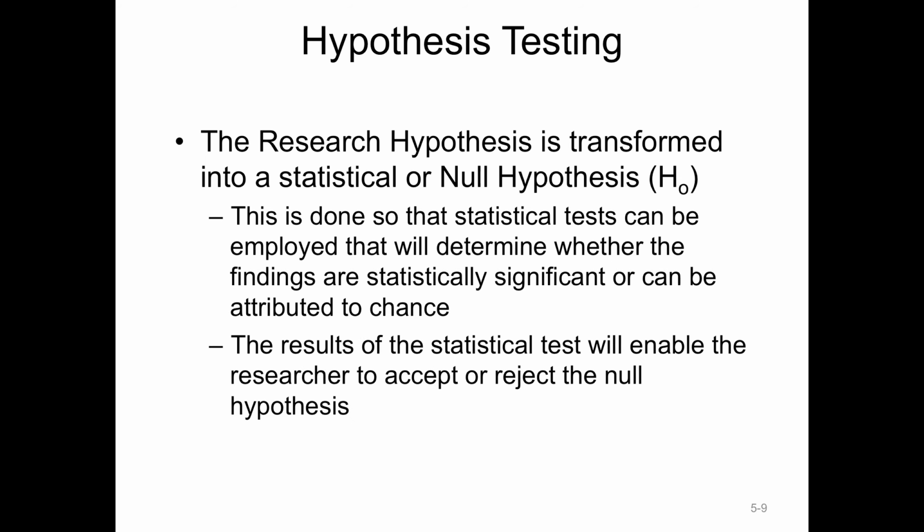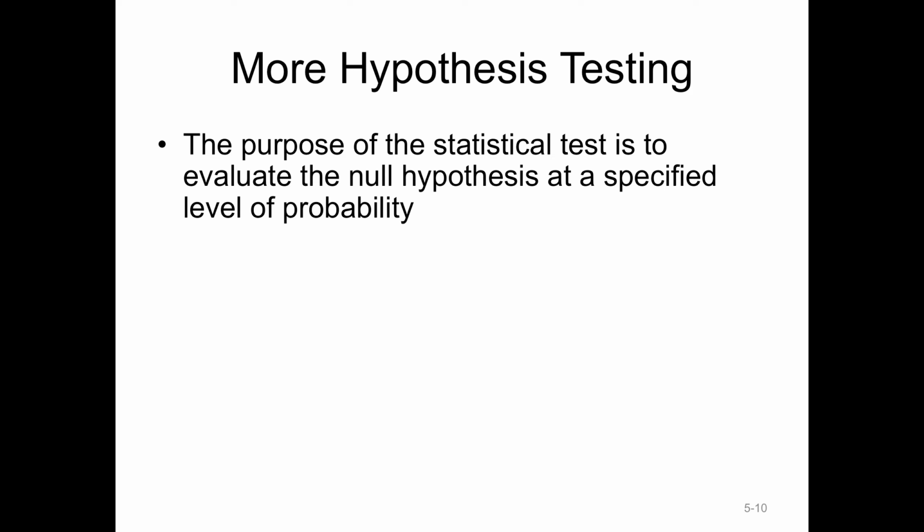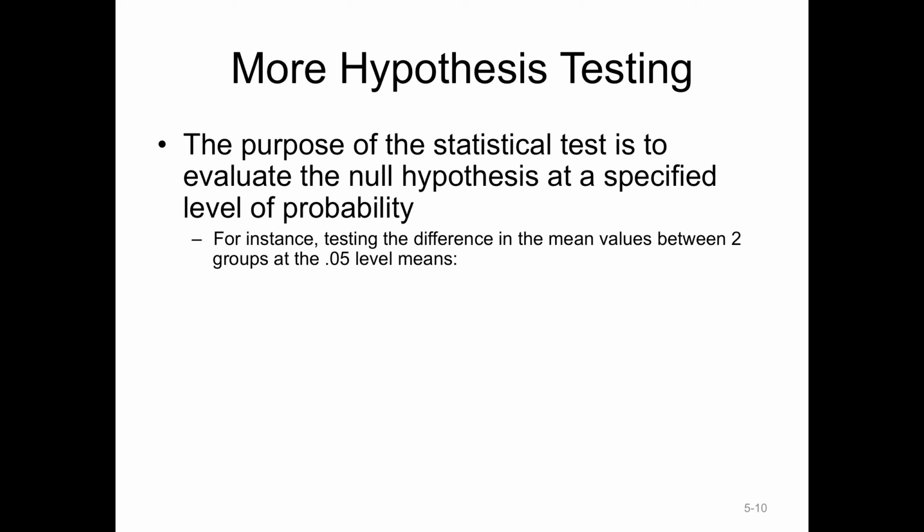So with the results of the statistical test that we'll do, we're either going to accept or reject the null hypothesis. That's actually what we're trying to determine using statistical analysis, and it's what the papers you're reading are trying to determine. So the purpose of this statistical test is to evaluate the null hypothesis. The null was that there would be no difference between the groups at some level of probability.